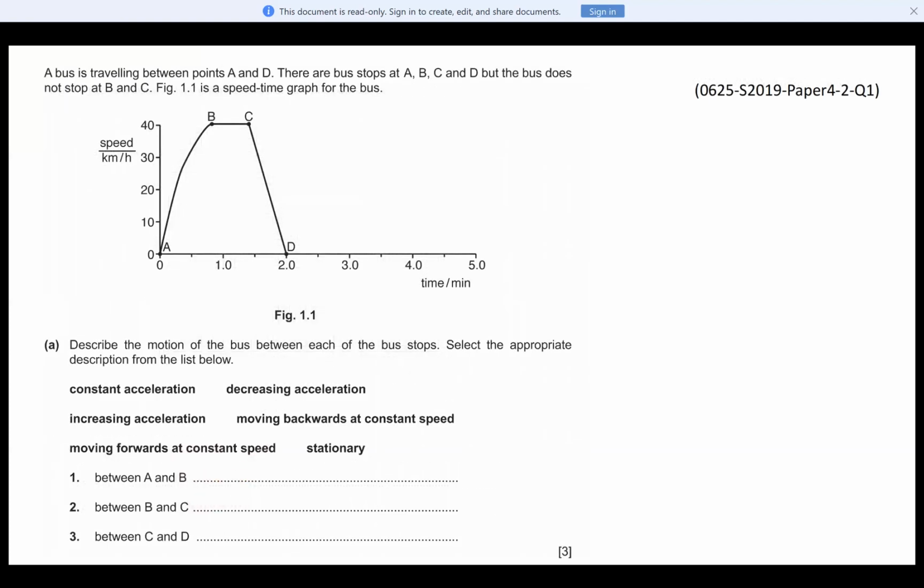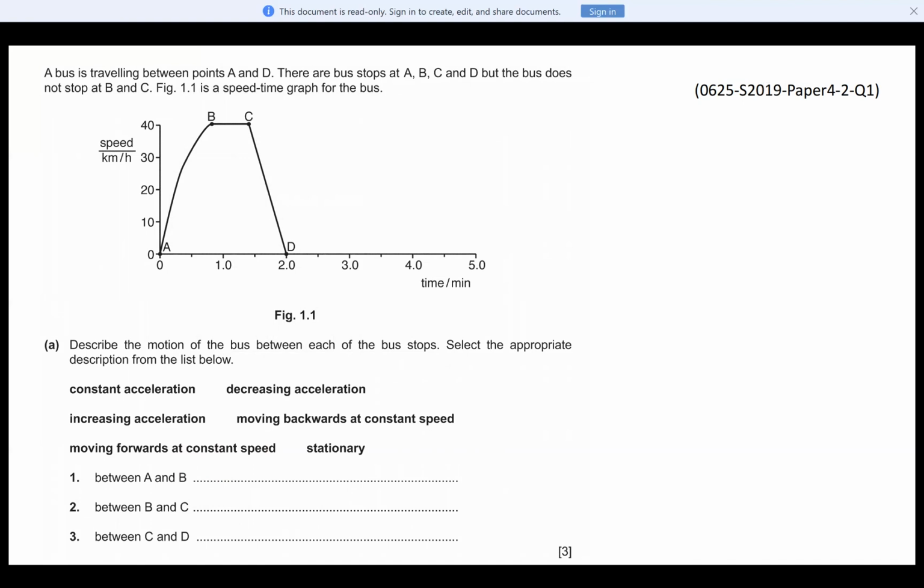This is another question tackling the same issue. A bus is traveling between points A and D. There are bus stops at A, B, C, and D, but the bus does not stop at B and C. Figure 1.1 is a speed time graph. Describe the motion of the bus between each of the bus stops. Select the appropriate description from the list below.